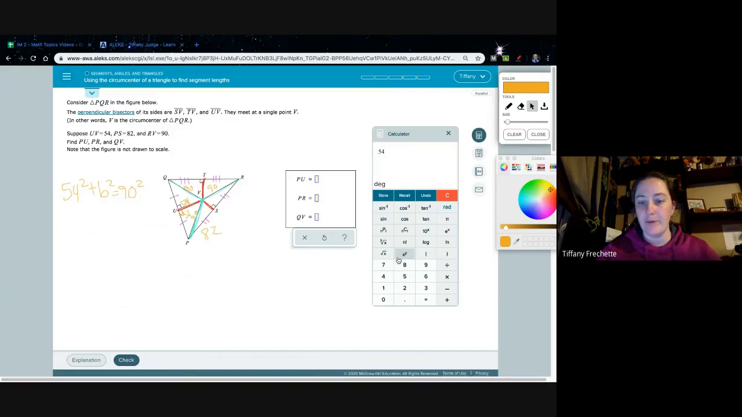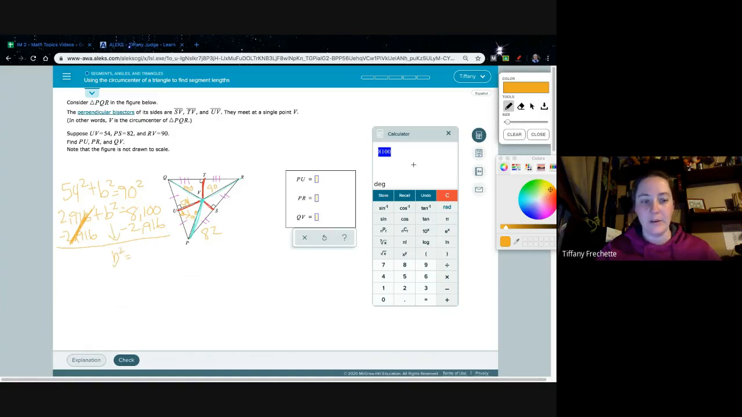We're going to do 54 squared, so we get 2916 plus B squared equals 90 squared, which is 8100. We're going to subtract from both sides because, again, we're always trying to get that variable by itself. Any number minus itself cancels. So it doesn't matter how big the number gets. If I'm taking a number and I'm subtracting it from itself, it's going to go away.